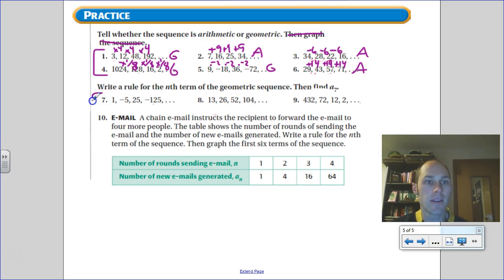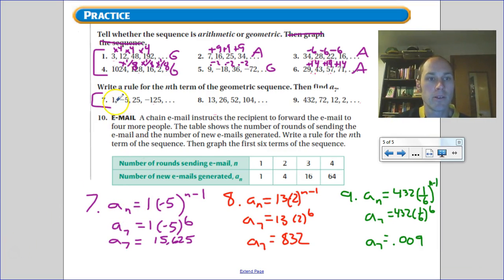Let's take a look at 7, 8, and 9 now and write the explicit rule for the nth term. And then let's find a sub 7, the 7th term. Pause it and restart it when you're ready to check it out. So number 7, the nth term equals 1 times -5 to the n minus 1. So that gives us a value of 15,625 for the 7th term.